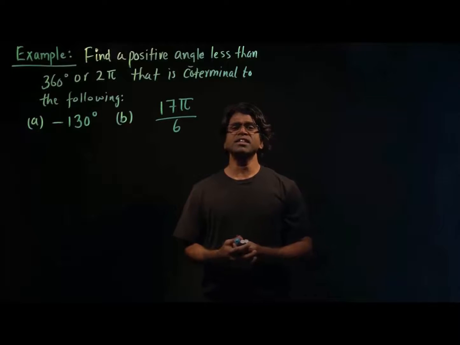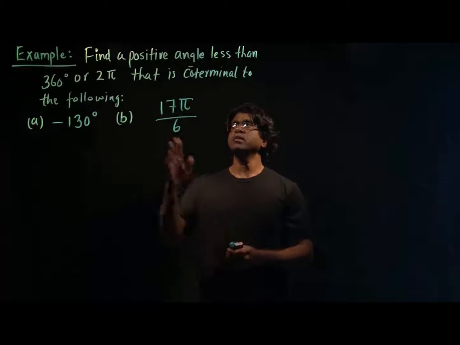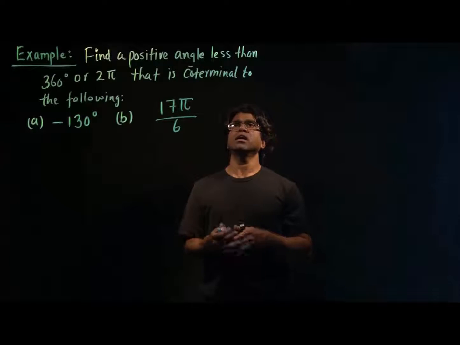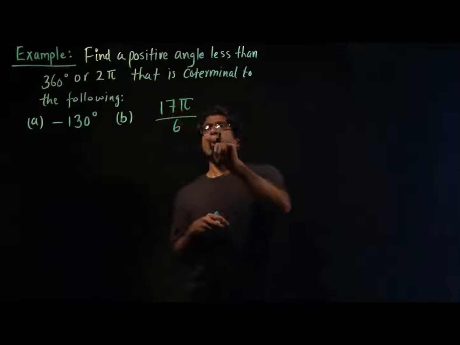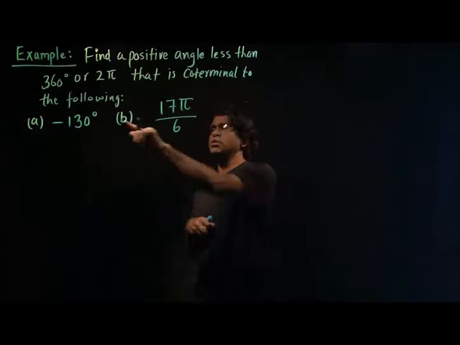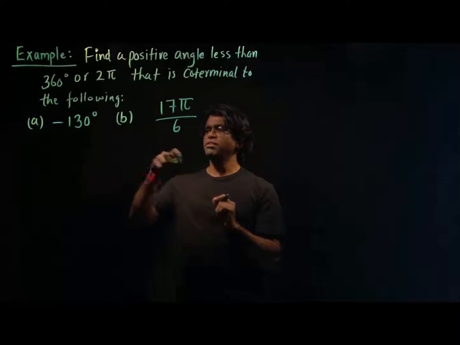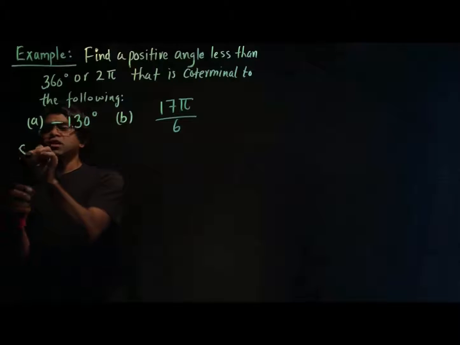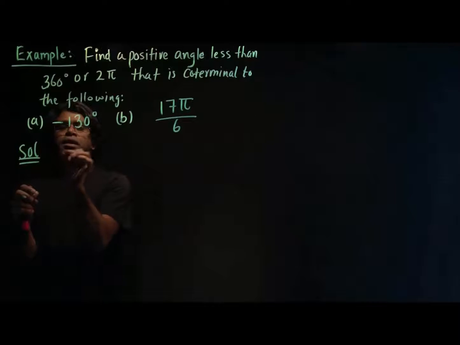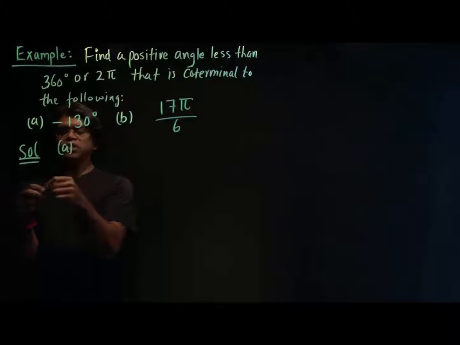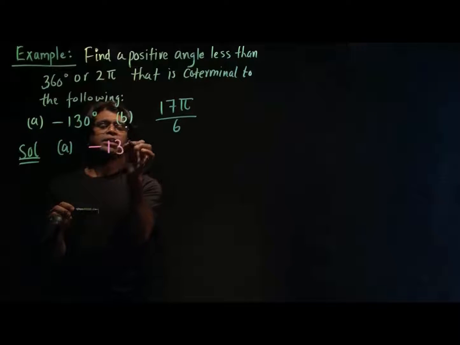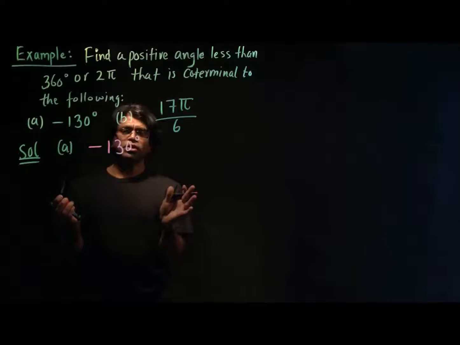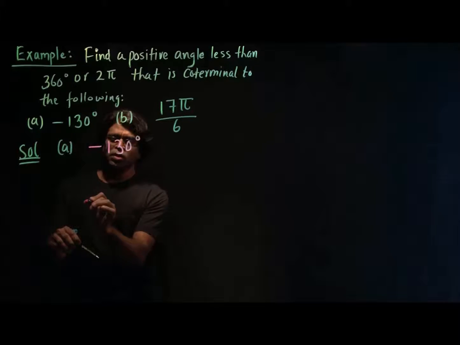Let's consider another example of coterminal angle. The example is: find a positive angle less than 360 degrees or 2 pi that is coterminal to the following. I have two options given. My first part is A, which is given as negative 130 degrees. So now let's use an approach with a graph.